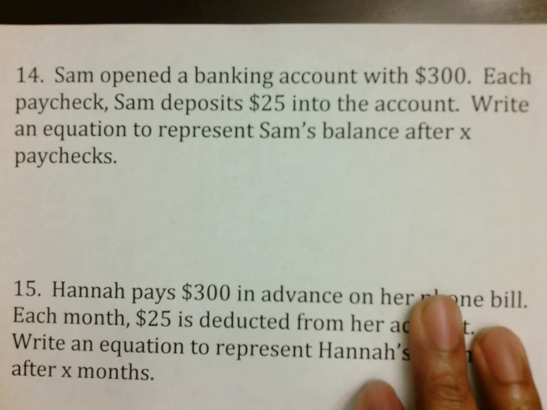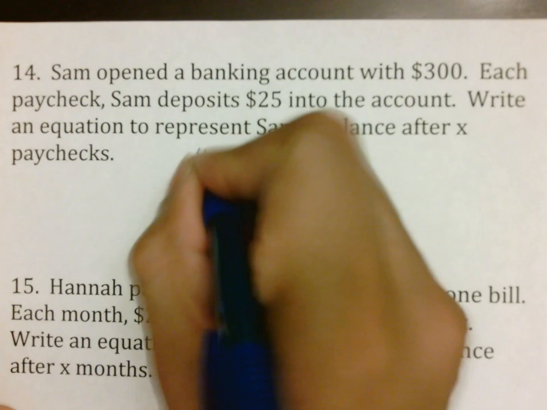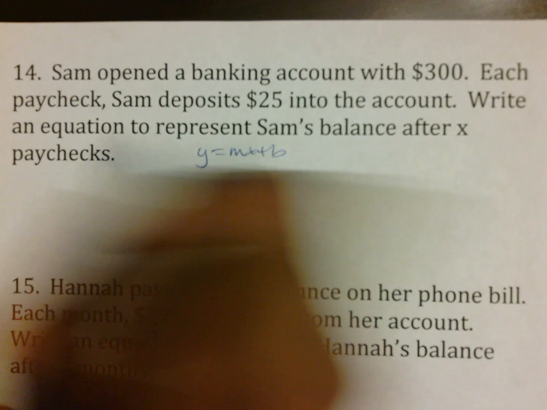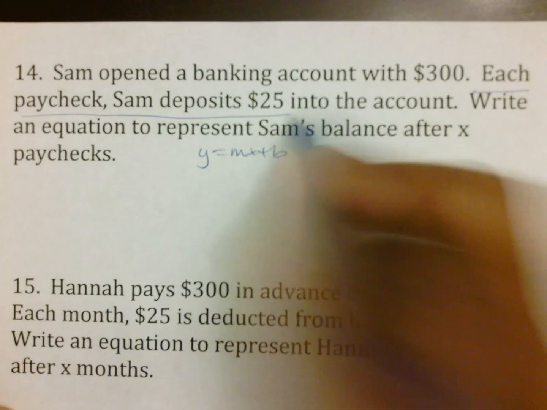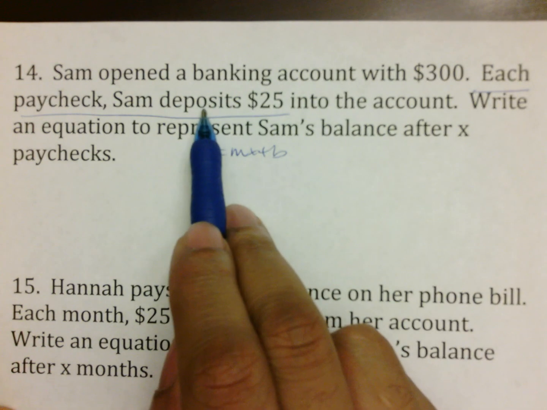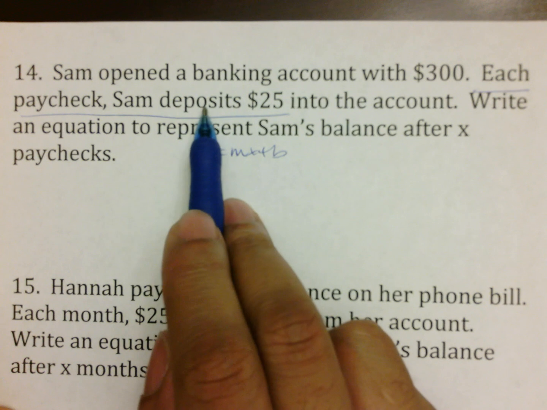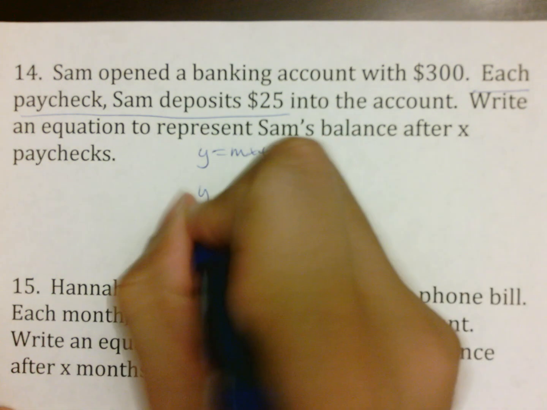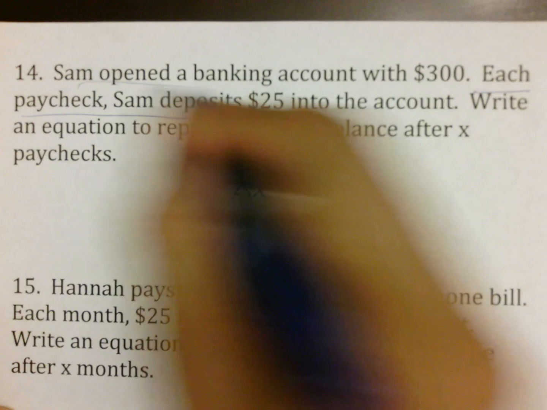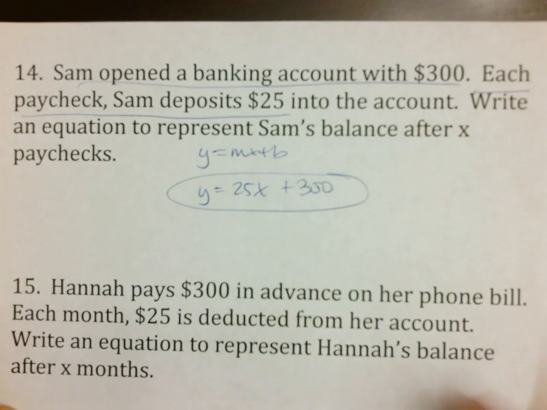Sam opened a banking account with $300. Each paycheck, Sam deposits $25 into the account. Write the equation. Again, we're talking another y equals mx plus b. Notice each paycheck, Sam deposits $25. Again, make sure you read carefully and understand that deposits and withdrawals are two different things at a bank. Deposit is when you put the money in, withdrawal is when you take the money out. So since you are depositing 25, that actually is a positive 25x because it's going to help you out. And again, Sam opened it with $300, which means that's going to be your starting point of 300.